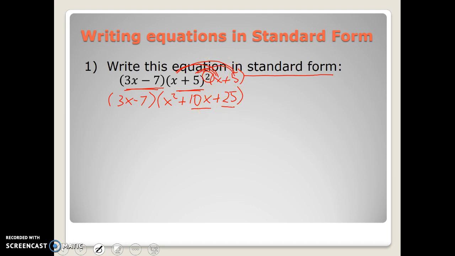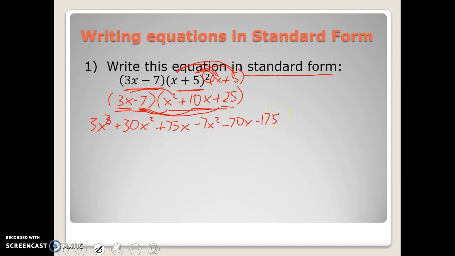Then I'm going to have to multiply these two factors together. So I'm going to take 3x times x squared, which is 3x to the third. 3x times 10x is 30x squared. 3x times 25 is 75x. So I've multiplied the 3x out. Now I'm going to multiply the negative 7 out. Negative 7 times x squared is negative 7x squared. Negative 7 times 10x is negative 70x. And then negative 7 times 25 is negative 175.